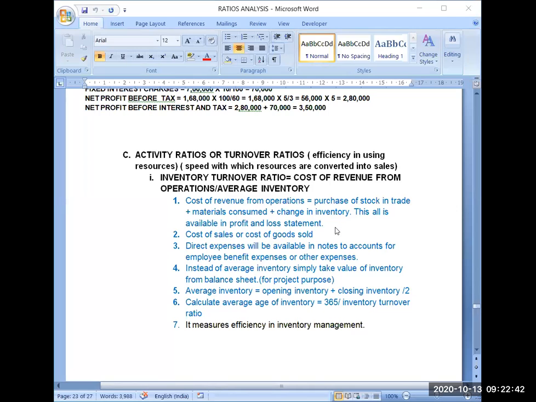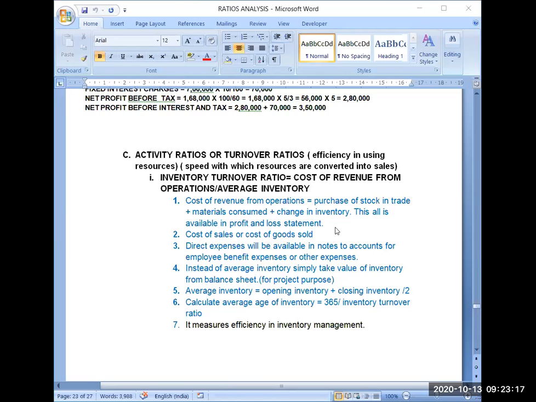Now, what is the formula of average inventory? Average inventory is opening inventory plus closing inventory divided by 2. Add both of the inventories and divide by 2, and you will get the average inventory. One more ratio we calculate along with this ratio is called average age of inventory, or in other words inventory holding period. That period is calculated on the basis of 365 upon inventory turnover ratio.